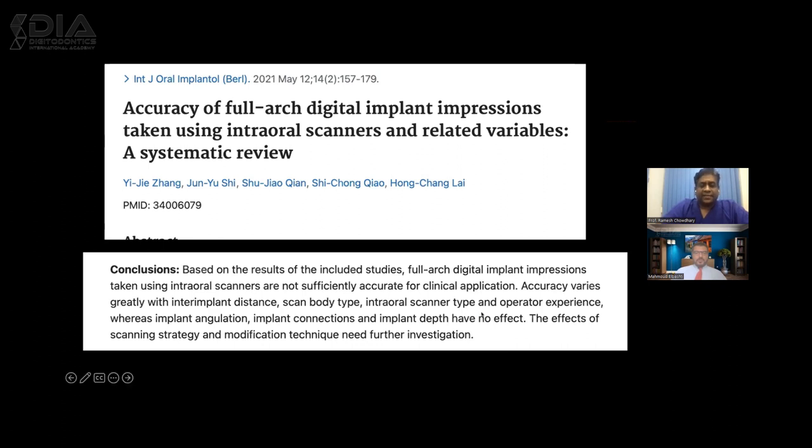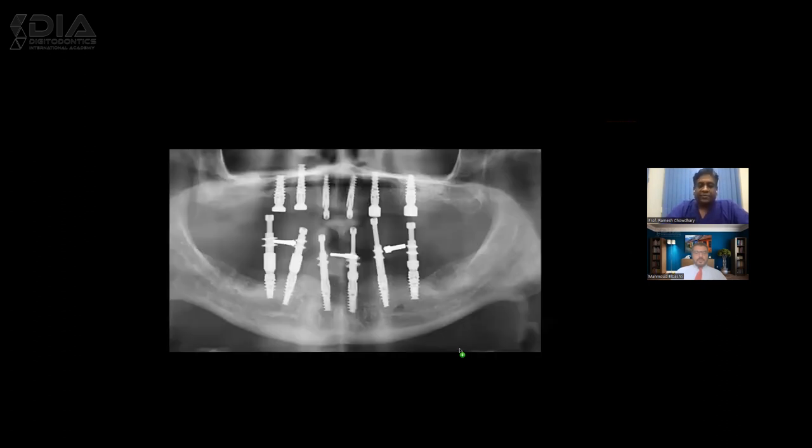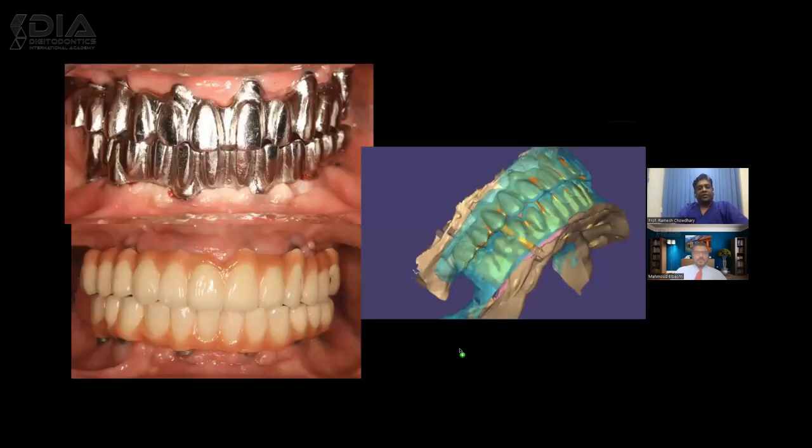So, intraoral scanner type and operating experience. Yes, operating experience is there. The efforts of scanning strategy and modifying techniques need further investigation. We have been trying to improvise, that maybe out of four cases, we do one case that suddenly comes up with a good result. We don't have to believe in the manual impressions. Otherwise, in this case, we had the scan model done, a printed model with the scan bodies, which was not fitting well. The jig was not sitting well. So we had to take a manual impression procedure and go with that.